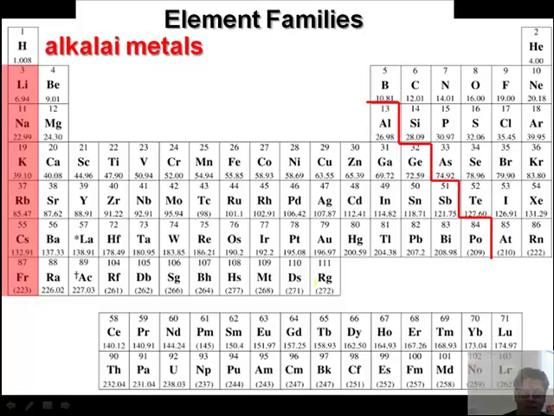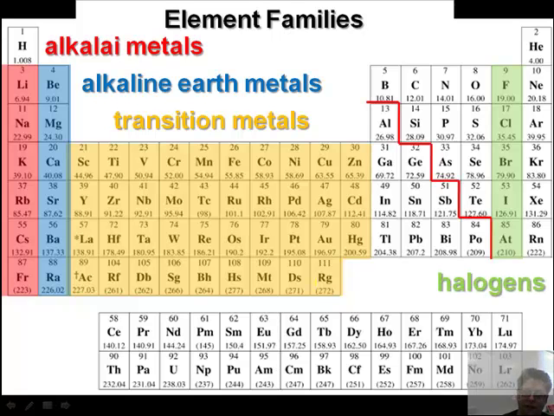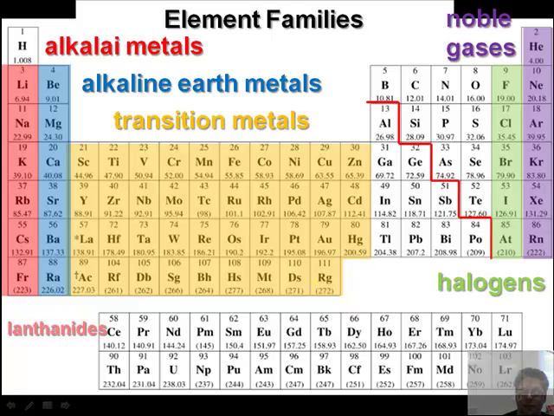We've got the alkali metals, the alkaline earth metals, the transition metals. These here that are highlighted are the halogens. And in the last row, last column, last group, those are all the noble gases. On the bottom of the periodic table, we also have the lanthanides, because they start with lanthanum, number 57, and the actinides, starting with actinium, number 89 on the table.